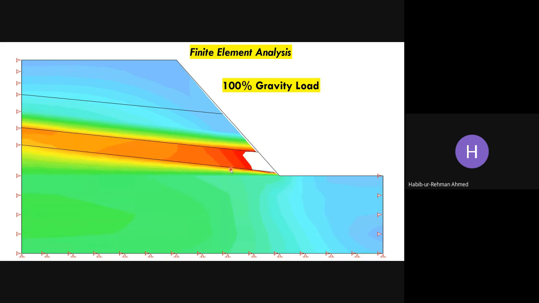So here you can see up to 100%, or lesser than 100% gravity load, there is a complete failure in this layer only. All the other slope is intact. But overall, the slope has definitely failed.